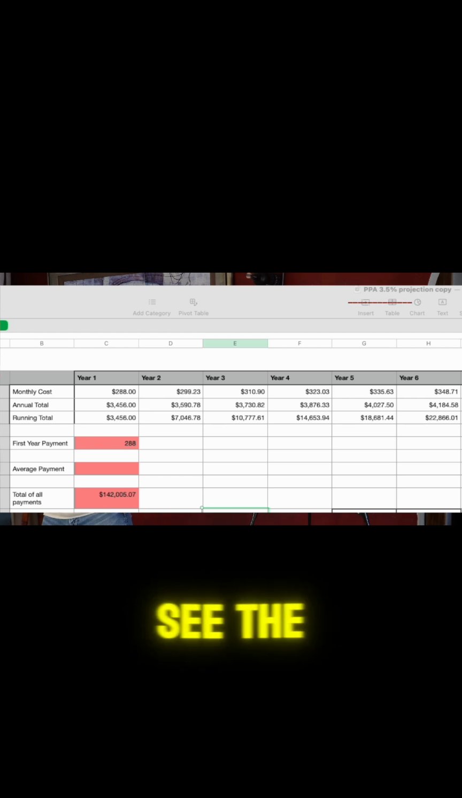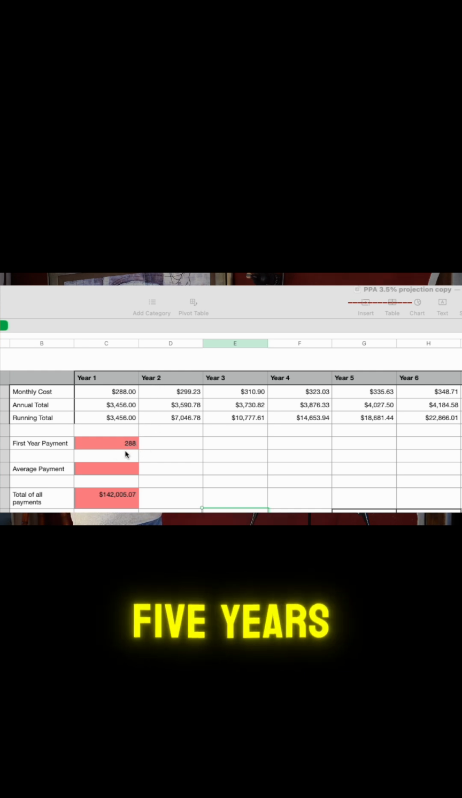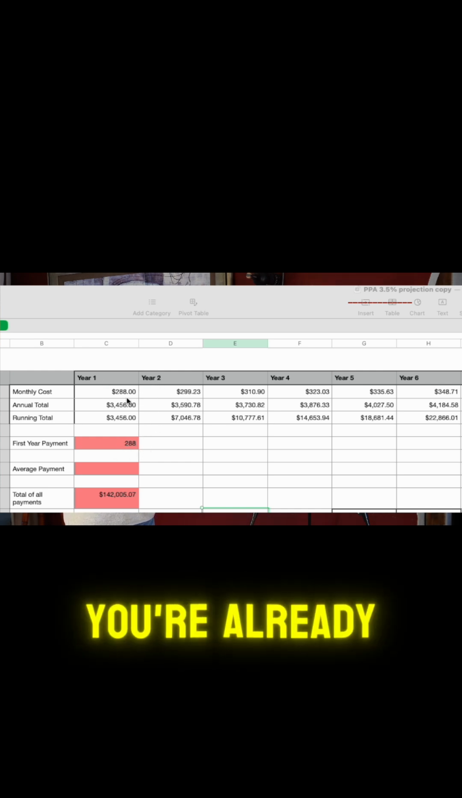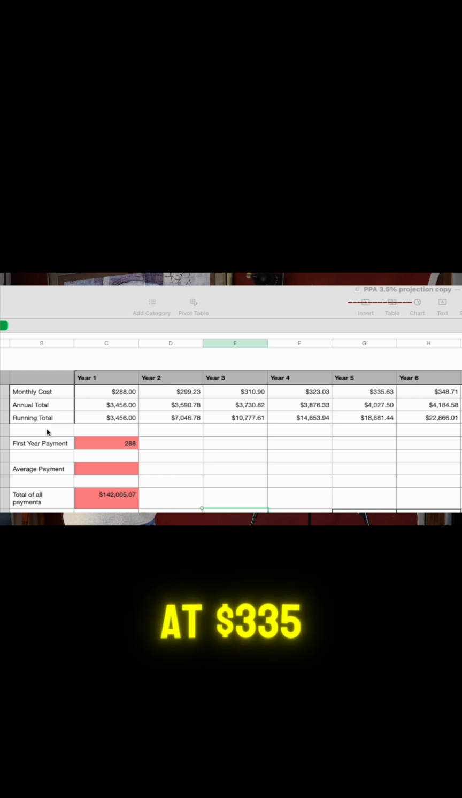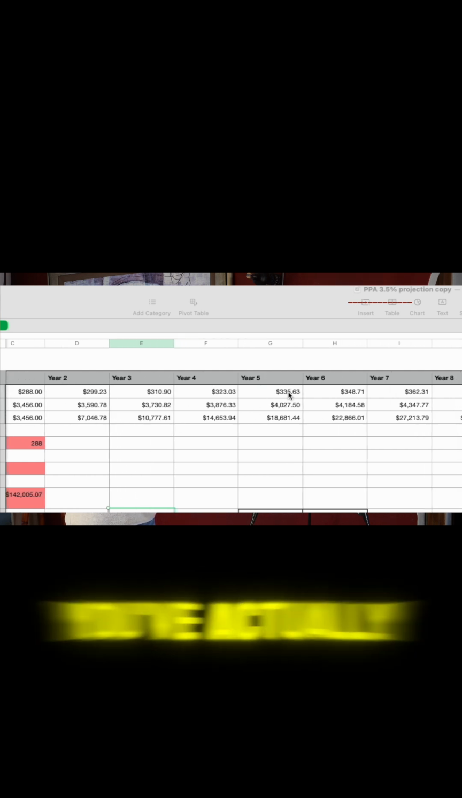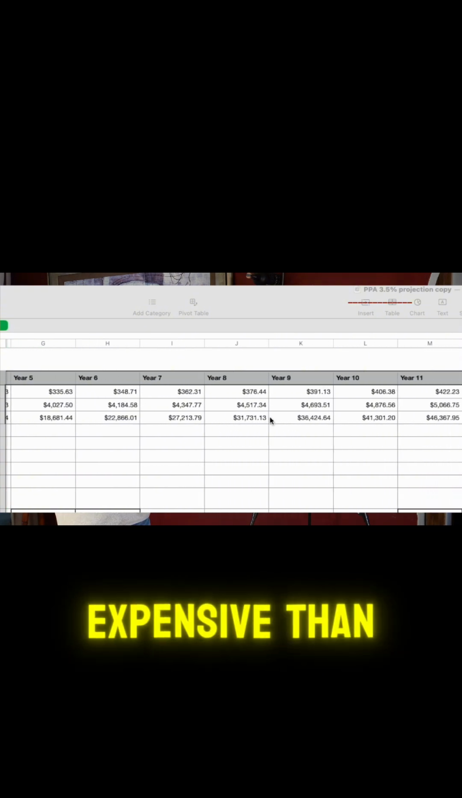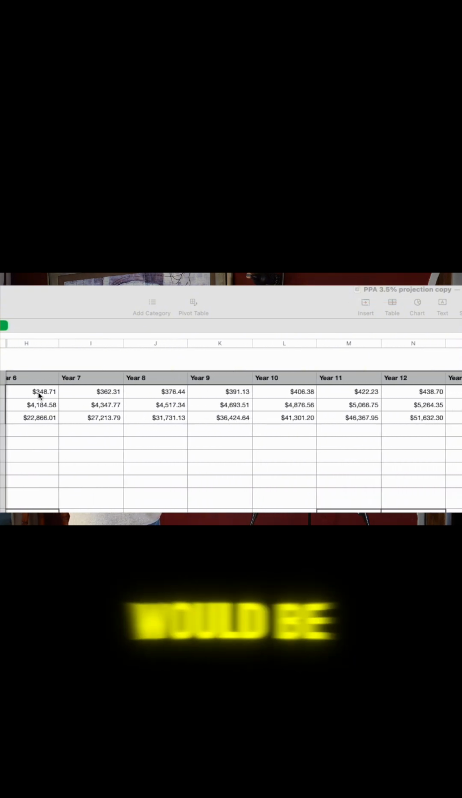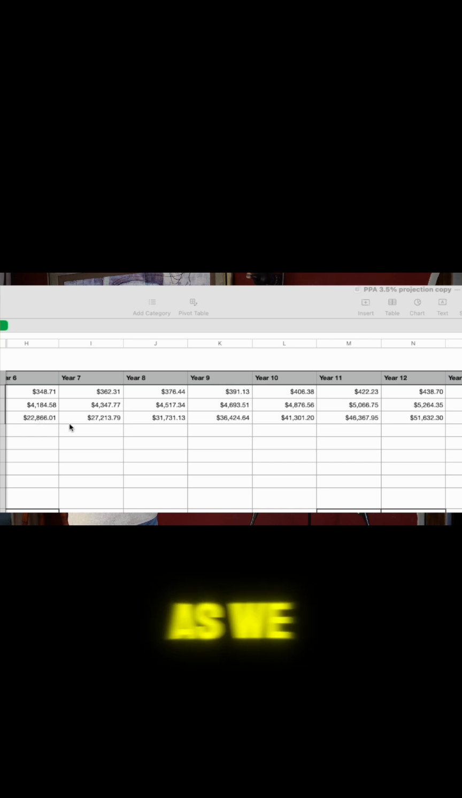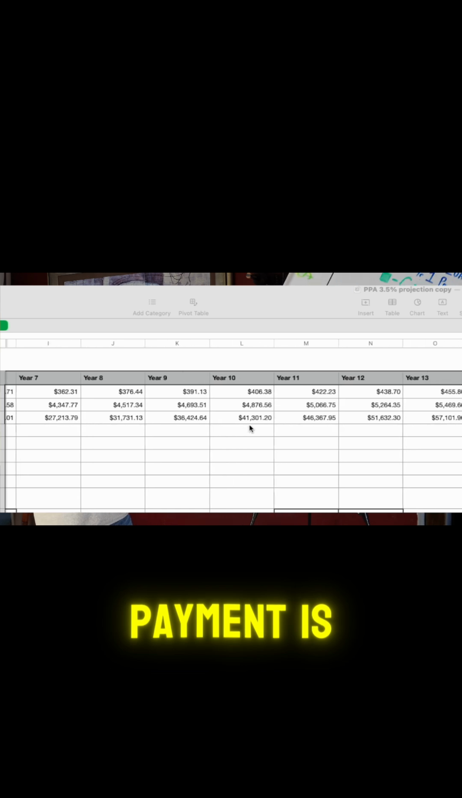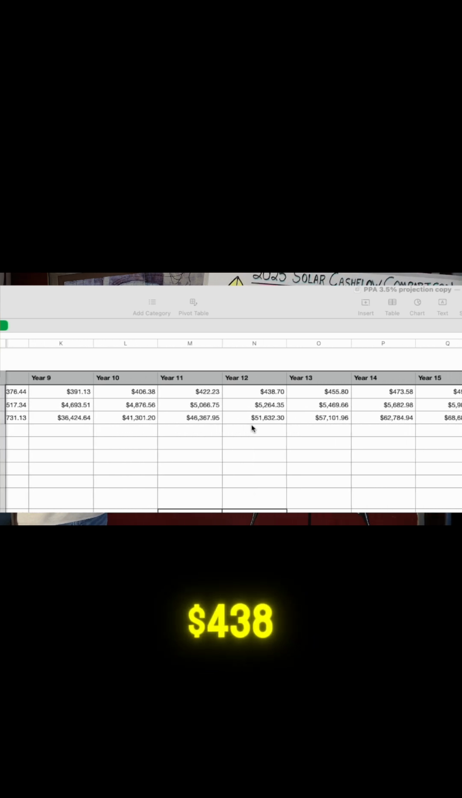And as you can see, the payment starts at $288, but in the first 5 years, at year five, you're already at $335, and at year six, you've actually crossed over, and now that payment is more expensive than what that fixed loan payment would be at $344. As we continue on, you get to year 12, and you can see that your payment is already at $438.